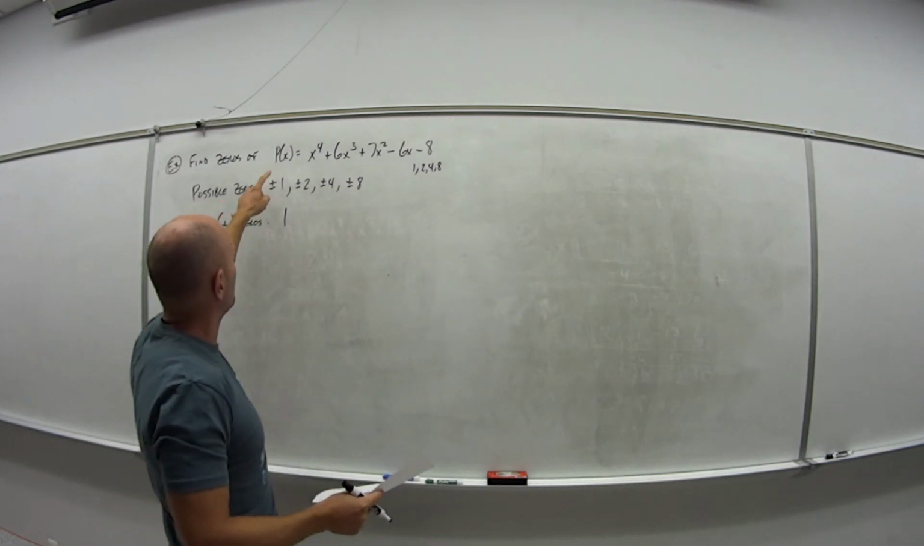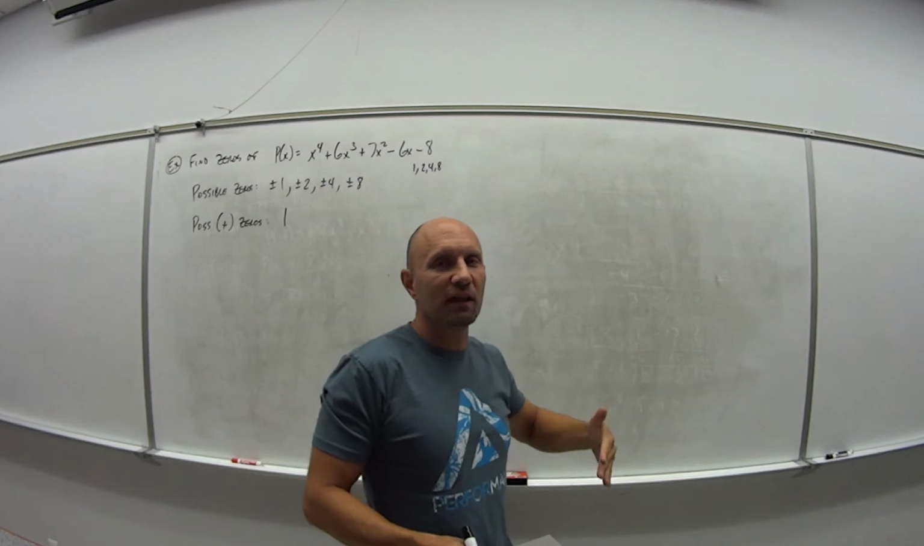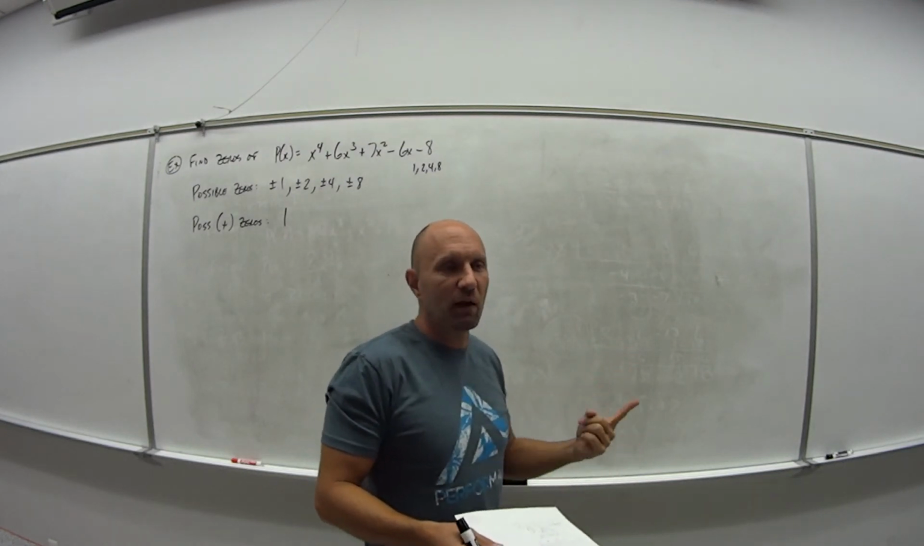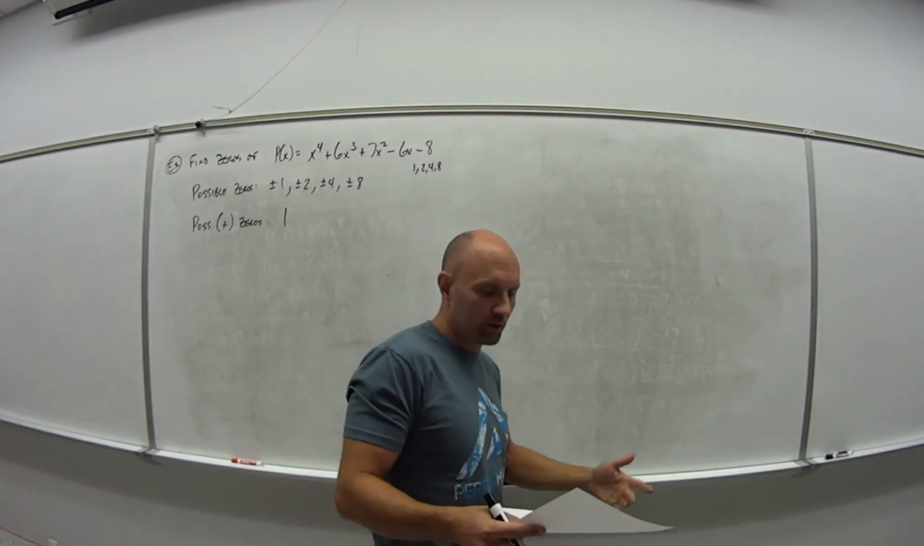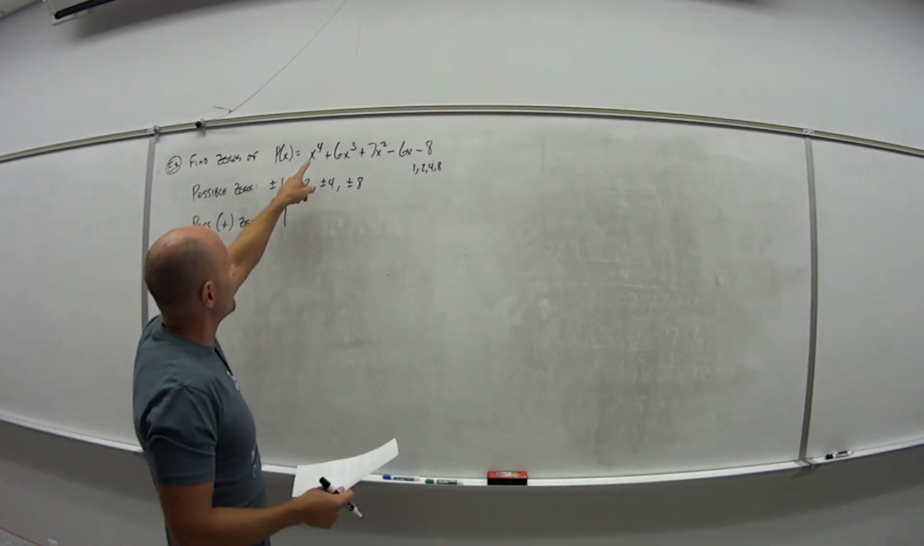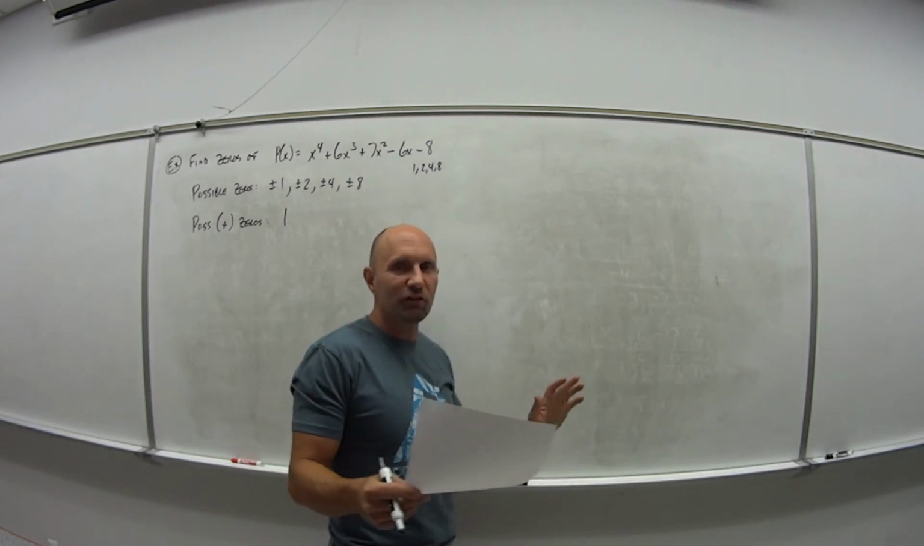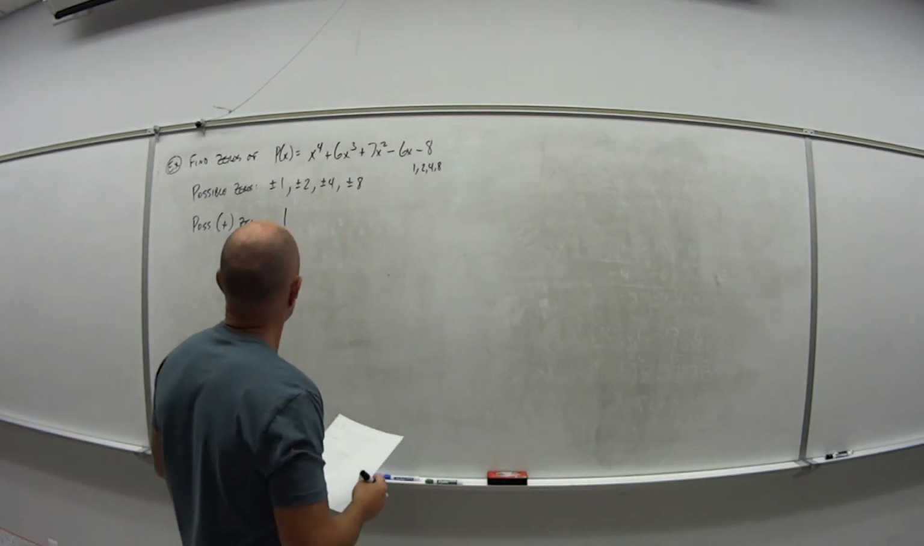Because my possibles are plus 1, plus 2, plus 4, plus 8. So if I do my synthetic division, as soon as I find one of the positive ones, I'm done. I know I can start trying my negative values. You can see, because this is a fourth degree polynomial, I don't really want to do the remainder theorem because these numbers are going to get real big in a hurry.